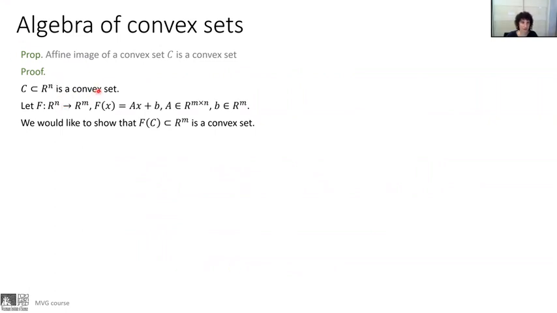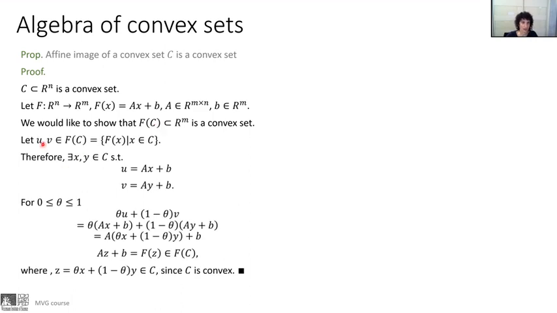So this is the proof. If I have a convex set C and I have an affine mapping, Ax + b, I would like to show that also the mapping of the set C, f(C), is a convex set, okay? So how are we going to do it? We take two elements in f(C), which means that there exist two elements x and y in the original set C such that u = Ax + b and v = Ay + b. Now we take θ between 0 and 1. We'd like to show that θu + (1-θ)v actually belongs to f(C). So θu + (1-θ)v can be written using the mapping as θ(Ax + b) + (1-θ)(Ay + b).